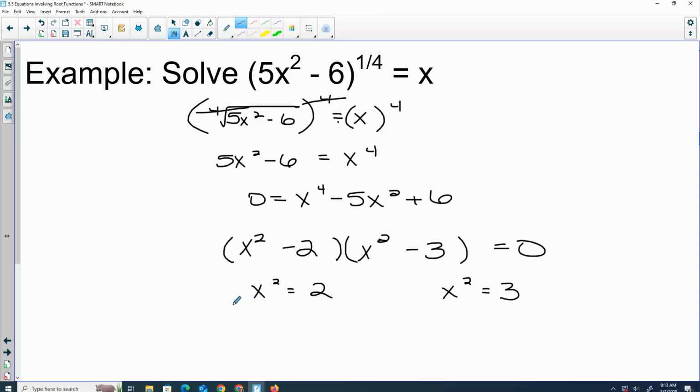Okay, how do you get rid of a square? And anytime you have square root, you have to put plus and minus. So we get x to be positive and negative square root of 2.